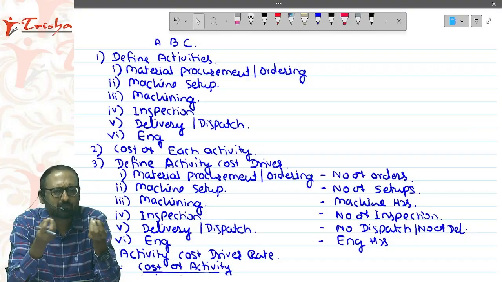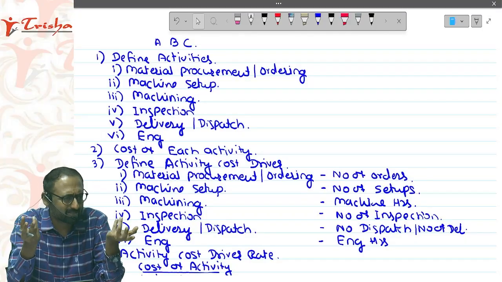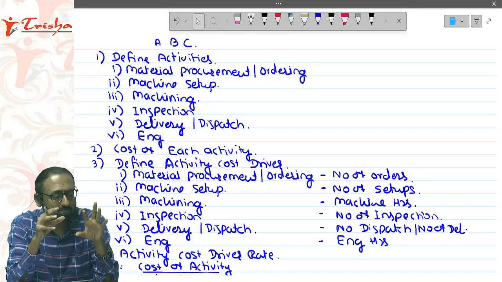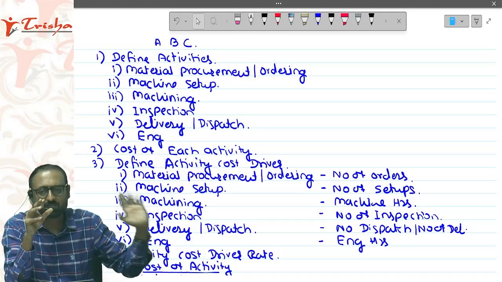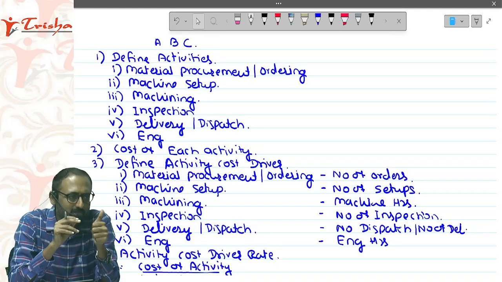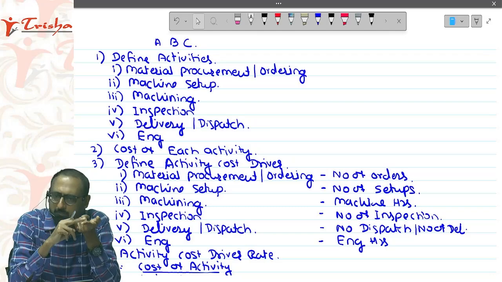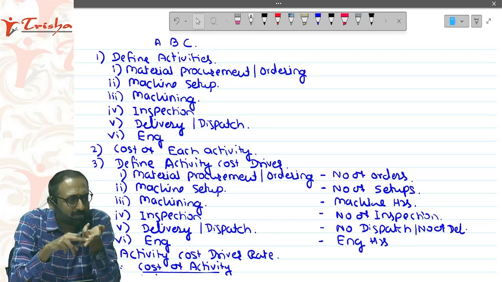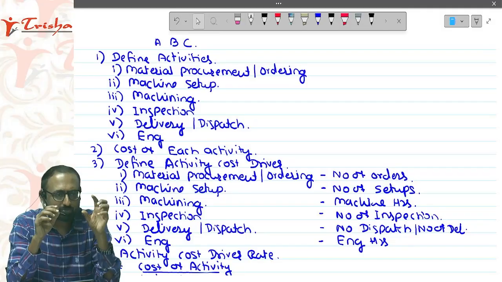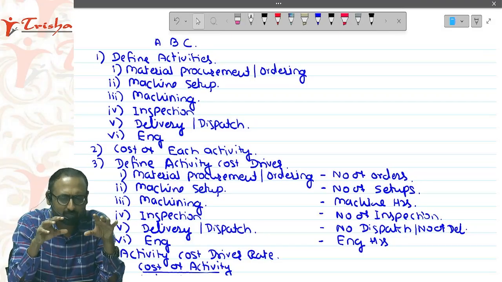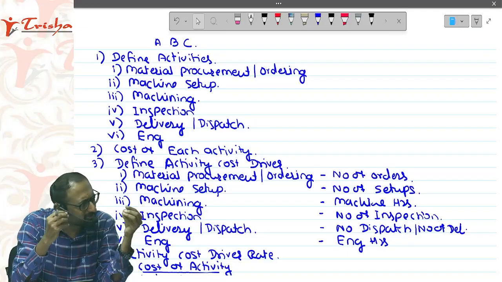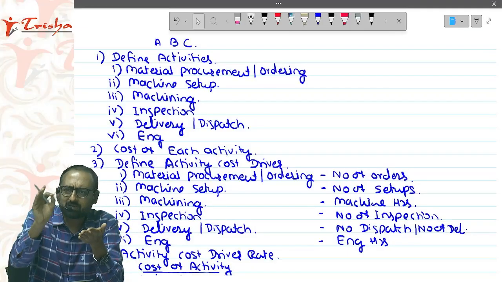Of course there will be one or more extra activities which will be given, which will be simple, guys, but my observation is that in all questions they generally ask these six activities. So ordering, machine setup, machining, inspection, delivery dispatch, and engineering. So first step, define activity. In the question, no need to define the activity. In the question, they will directly give these are the activities.